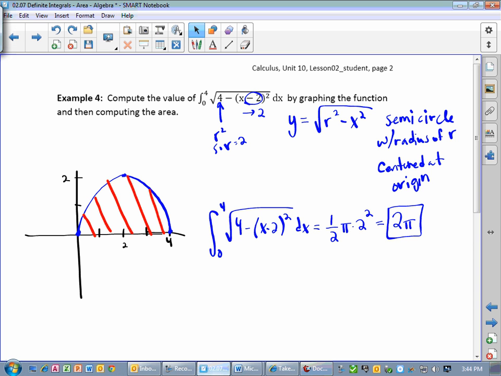So that's pretty much it. Graphing a function, finding the area bounded by the function, the x-axis, and then the vertical lines that are the bounds. Did you have a question? Any concerns or problems right now?